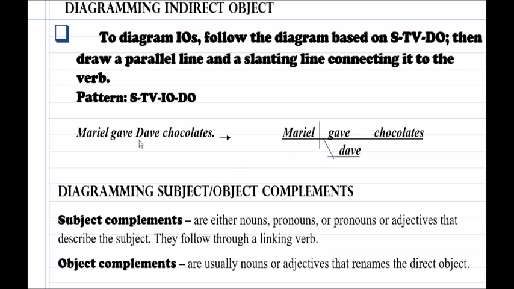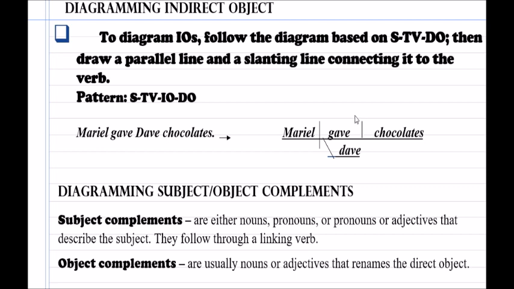Now, for example, Mariel gave Dave chocolates. Let's identify first the subject and the predicate. Mariel is the subject, and gave Dave chocolates is the predicate. Mariel will be put here since this is the subject, and gave Dave chocolates on the right side. The verb, or the transitive verb, will be placed here, and the direct object is the chocolates, so it will be put here.